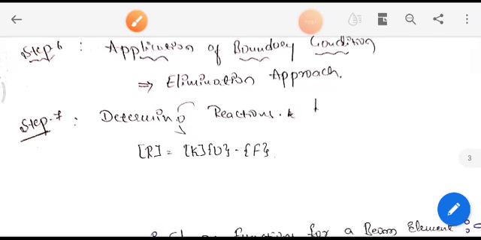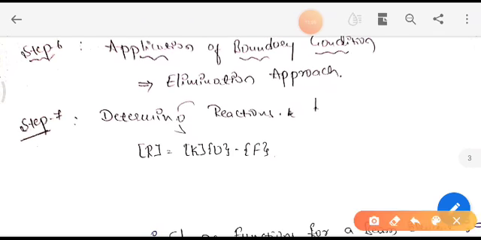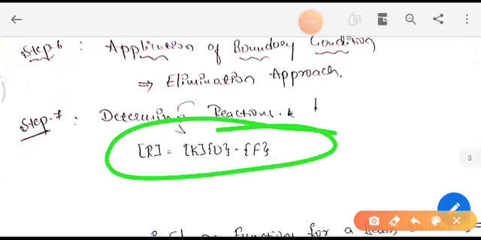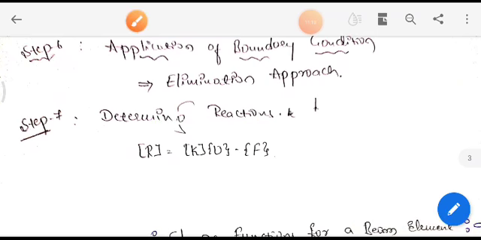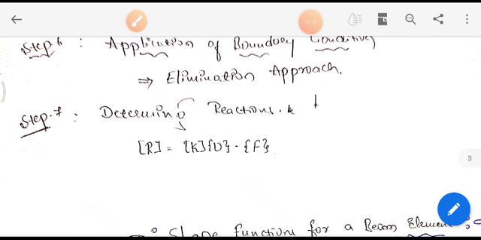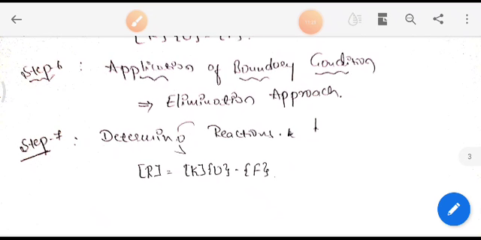Once we calculate that, the next step is to determine the reactions. As already seen, the formula is K into U minus F. This is the formula where we can calculate the reaction at the beam. So these are the steps to solve beam problems.